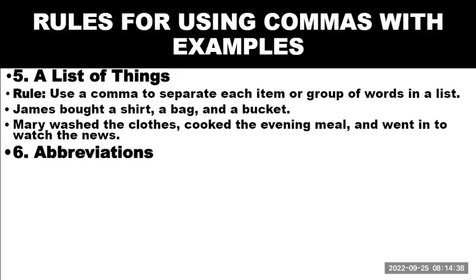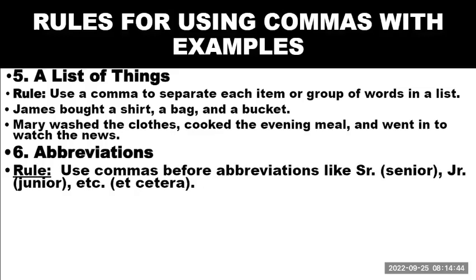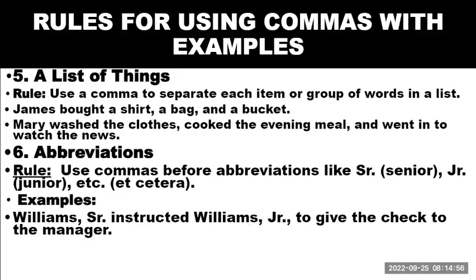So let's now take number 6, and this is abbreviations. Now, the rule is that you have to use commas before abbreviations like senior, junior, etc. Okay, for example, of course, if you say Williams, Sr., instructed Williams, Jr., to give the check to the manager.